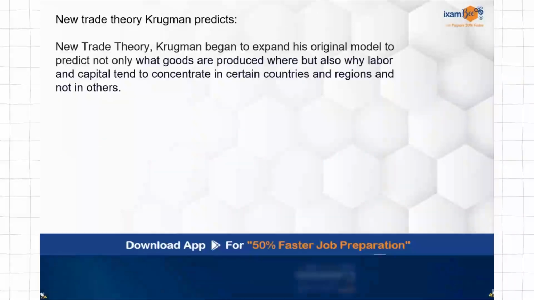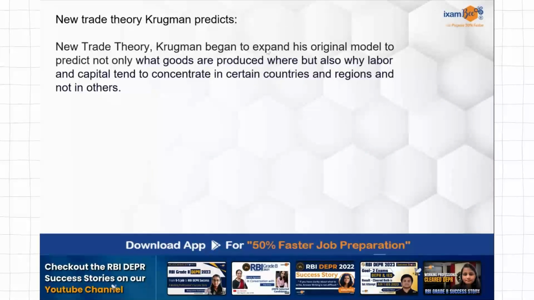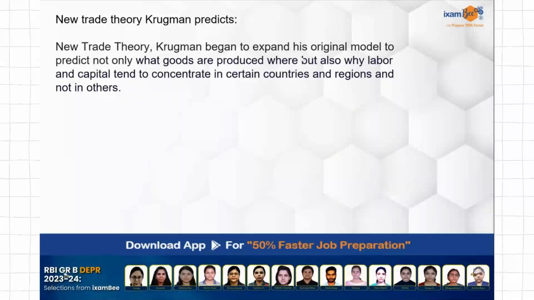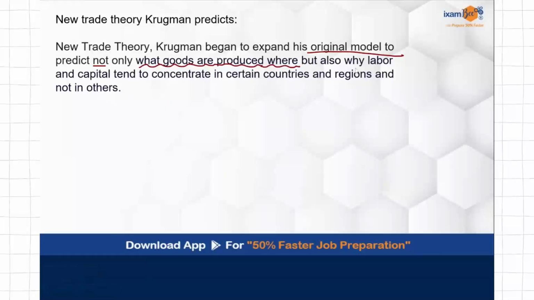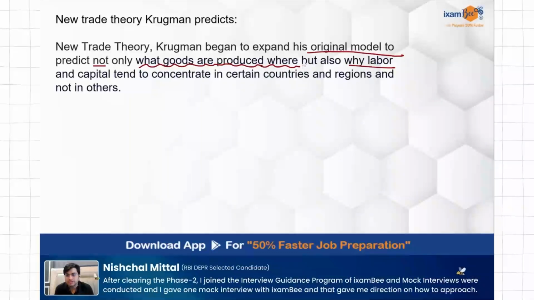Okay, then we have the next question: the new trade theory, Krugman predicts. So what is the theory? Let me tell you the theory. In the new trade theory, Krugman began to expand his original model to predict not only what goods are produced where, but also why labor and capital tend to concentrate in certain countries and regions and not in others.